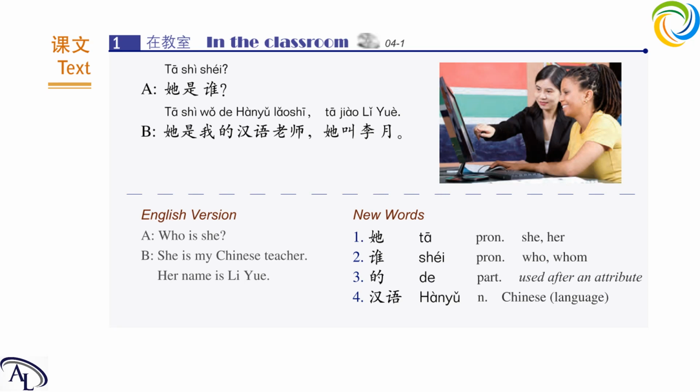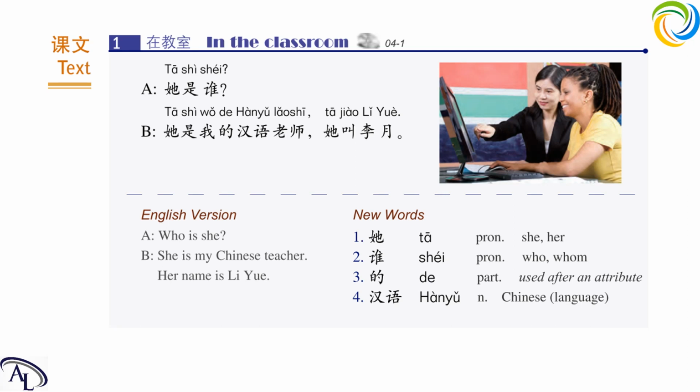Okay, now let's move on to the last new word for text 1, which is 汉语. 汉语. Read after me, please. 汉语, 汉语, 汉语. It means Chinese, and it is the language, not Chinese people, okay? Chinese language. 汉语.